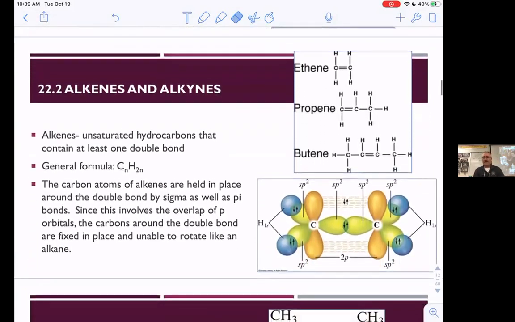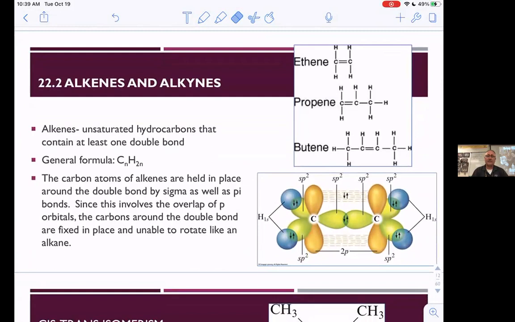So alkenes and alkynes. Alkene, -ene, stands for something that contains a double bond. We'll get to alkynes in a second, but they contain a triple bond. Alkenes are unsaturated hydrocarbons. The general formula is the same as the cycloalkanes, which is CnH2n. That's for only 1 double bond in the molecule. If it has multiple double bonds, you can't use the general formula. It's only for 1 double bond in the compound. The carbon atoms of alkenes are held in place, and so they don't move as easily as they can't spin. The double bond with the sigma and the pi bond hold it fixed in place.